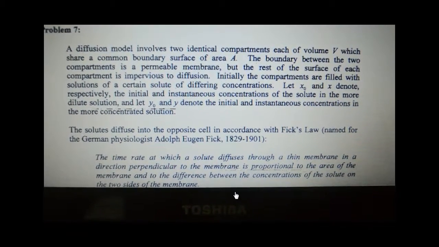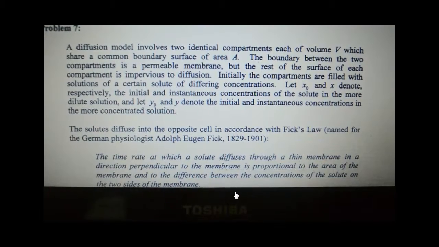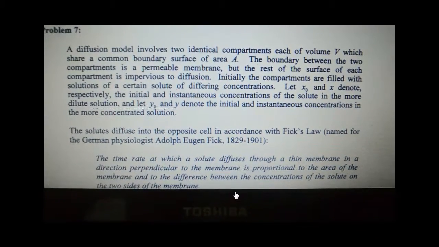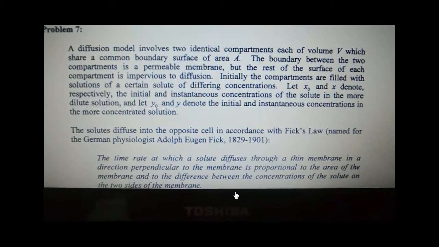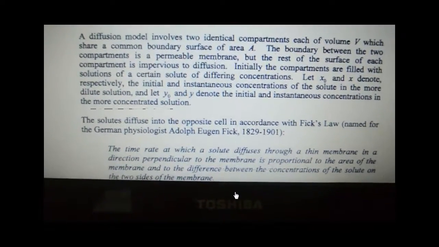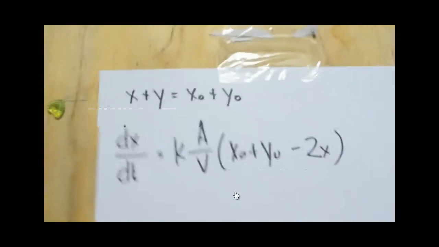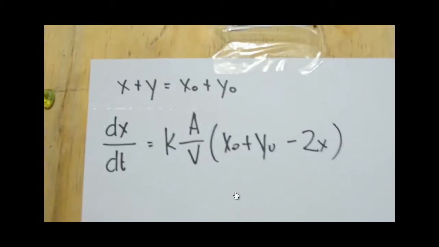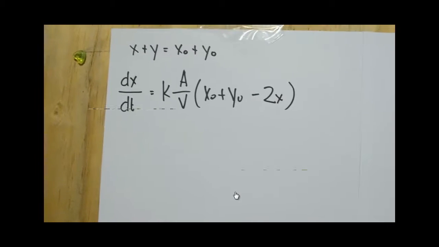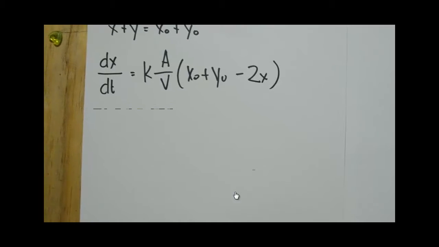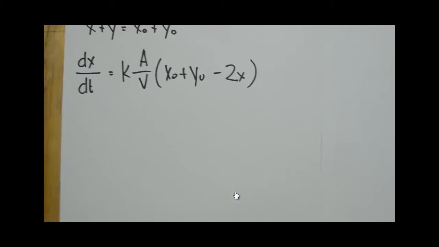is impervious to diffusion. Initially, the compartments are filled with solutions of a certain solute of different concentrations. Let X sub O and X denote respectively the initial and instantaneous concentration of the solute in the more dilute solution, and let Y sub O and Y denote the initial and instantaneous concentration in the more concentrated solution. So, in solving this problem, we have the given condition X plus Y equals X sub O plus Y sub O, and following the fixed law, which is applied commonly in problems including solution dilution, taking the amount of solute or solution in a compartment.